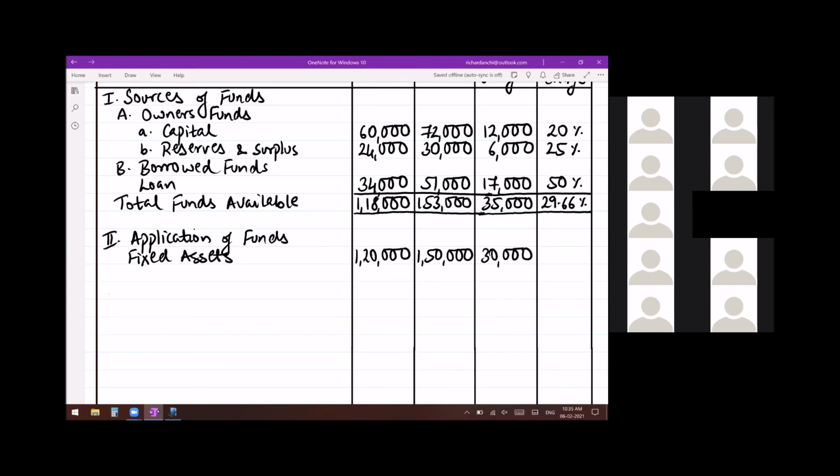Now to speed up the calculation, students, I told you, hint, it is absolute change divided by previous year. Directly you can do it to calculate the percentage change. So do that. 30,000 divided by 1,20,000 into 100. Yes, somebody answered. How much? 25%. That's right. Fixed asset over. Next.